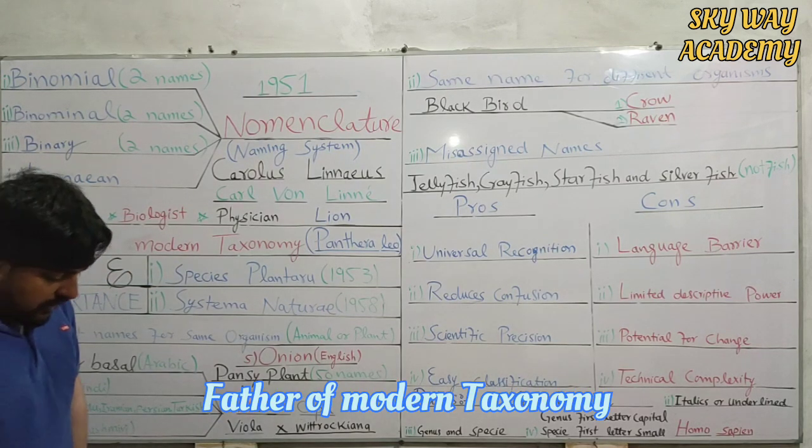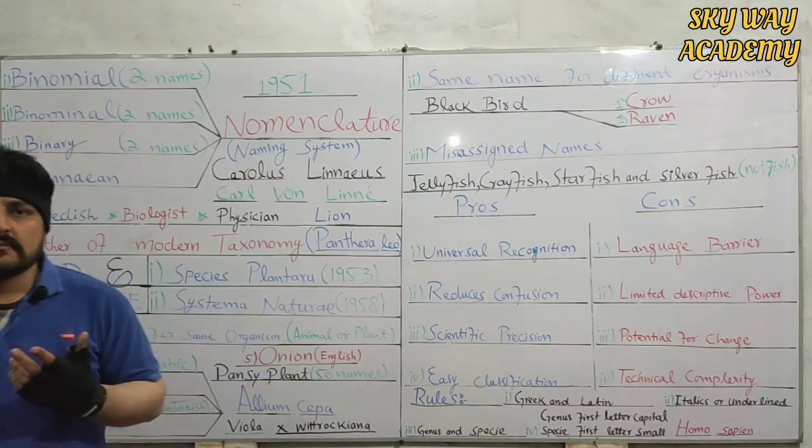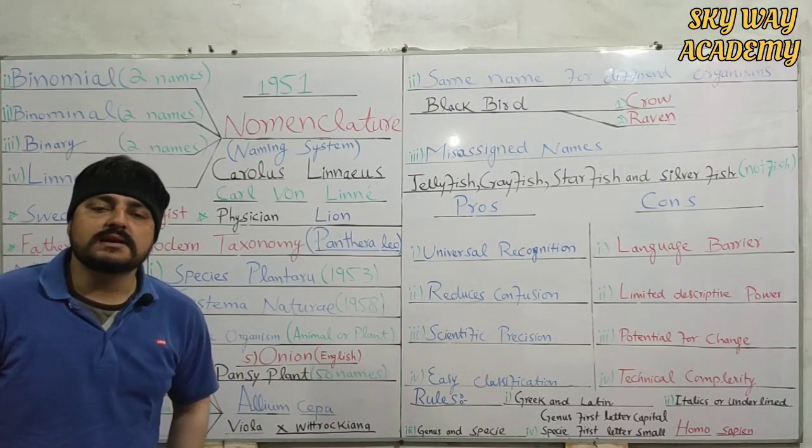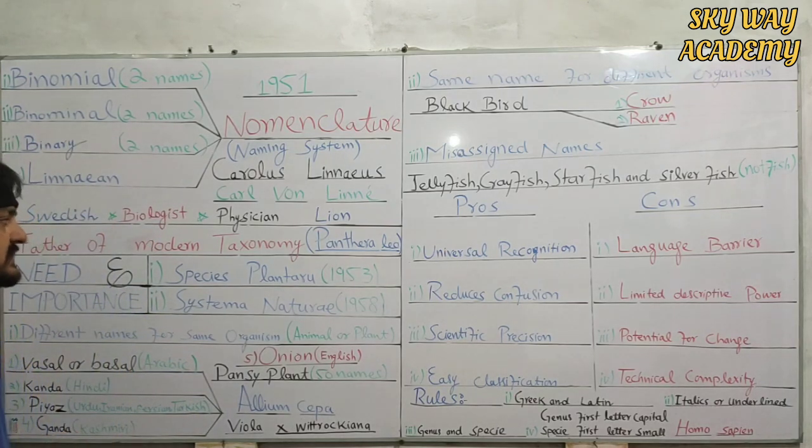Let's take an example of lion. In Urdu, Uzbek, Tajik and Turki languages, we call it sher. In Malay, we call it singa. In Swahili, we call it simba. So these many names for the same animal have created confusion among people, and especially for scientists.